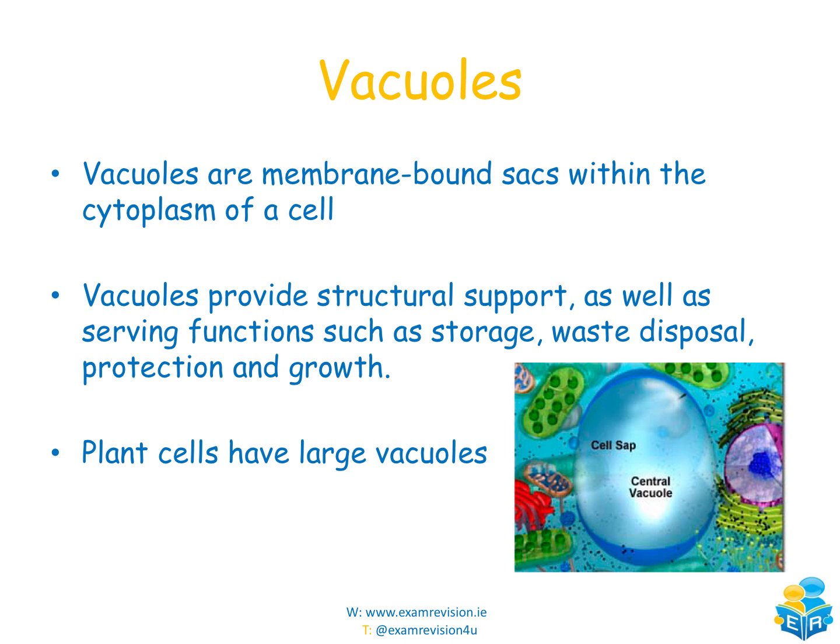Now, we mentioned vacuoles already. These are found in animal cells. The only difference in vacuoles between the animal cells and the plant cells is that in animal cells, they tend to be quite small. In plant cells, they can tend to be quite large and sometimes can take up to 90% of the space of the inside of a cell. So they're membrane-bound sacs within the cytoplasm of a cell. They can provide structural support, but they also serve functions such as storage, waste disposal, protection, and growth as well. Plant cells, as we said, have large vacuoles.